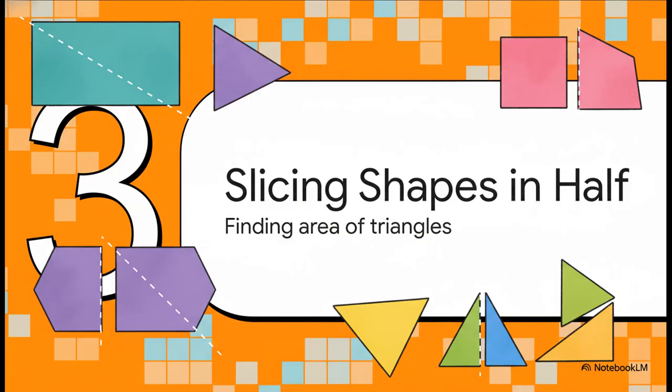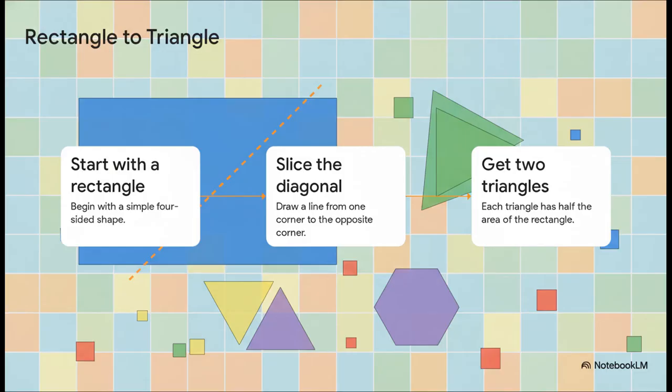So what happens when we start cutting up our shapes? This is where things get really interesting, and it's the key to figuring out the area of a triangle. I want you to imagine taking any rectangle, okay? And just slice it right down the diagonal, from one corner to the opposite corner. What do you end up with? Boom! 2 identical triangles. Each one is a perfect half of the rectangle we started with.